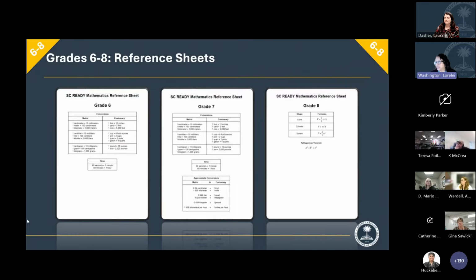This is just a quick glance at all 3, the 6th, 7th, and 8th grade reference sheets. For grade 7, as you can see, it's a little bit longer because it does include the conversions from 6th grade and then the conversions, the metric and customary, at the bottom. So you'll notice when you look at the online tools training, the students online will have to scroll down when they look at that grade 7 sheet.